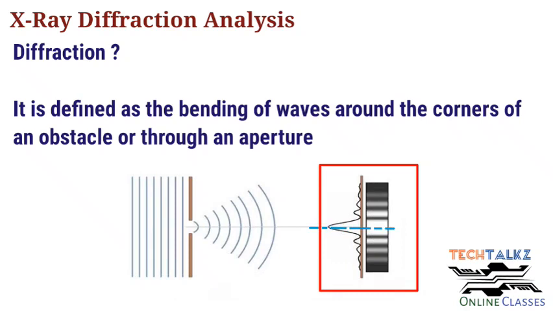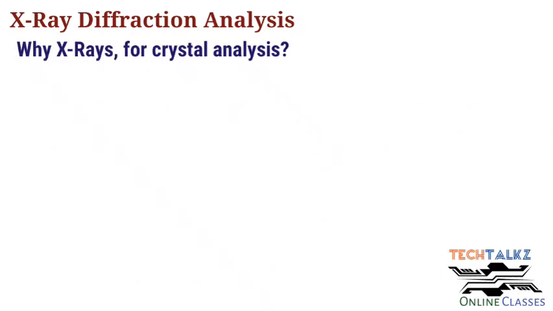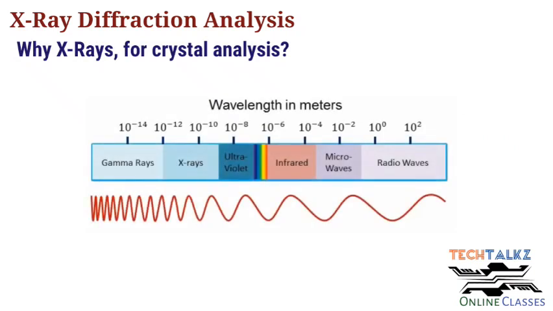At the maxima, the intensity will be very high. Next, why are we using X-rays for crystal analysis? X-rays are electromagnetic waves with shorter wavelength, in the range of 1 to 10 angstrom.